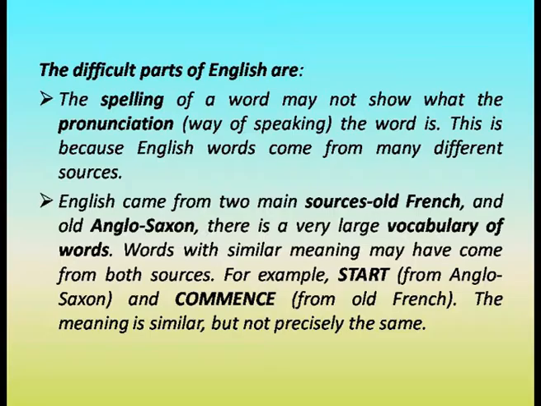The difficult parts of English are that the spelling of a word may not show what the pronunciation of the word is. This is because English words come from many different sources. English came from two main sources, Old French and Old Anglo-Saxon. There is a very large vocabulary of words. Words with similar meaning may have come from both sources. For example, start is from Anglo-Saxon and commence is from Old French. The meaning is similar but not precisely the same.